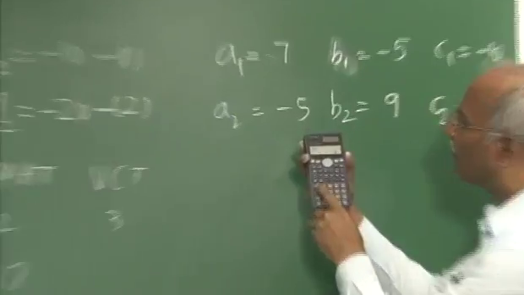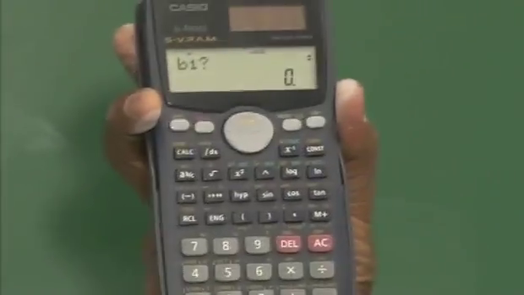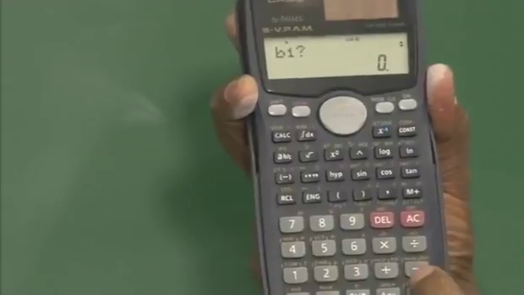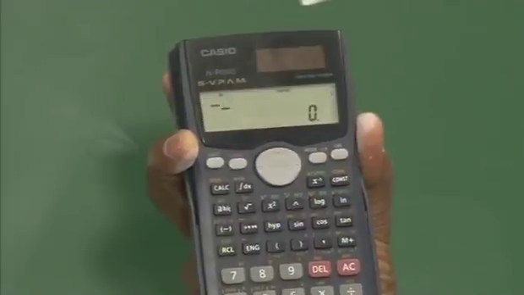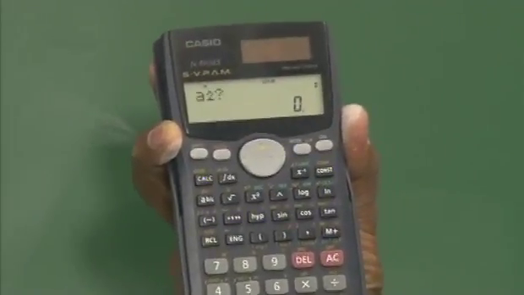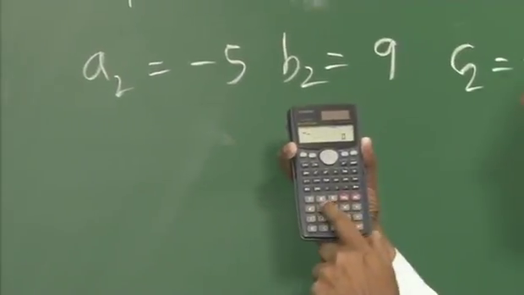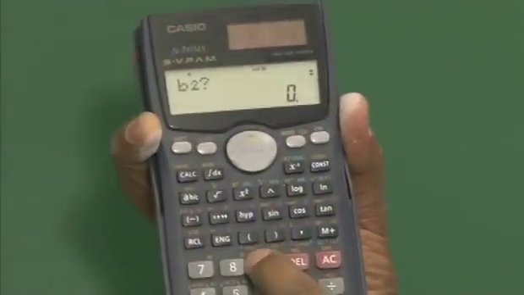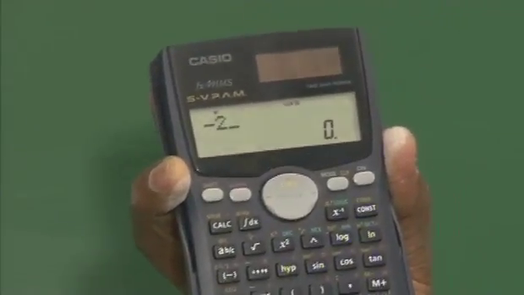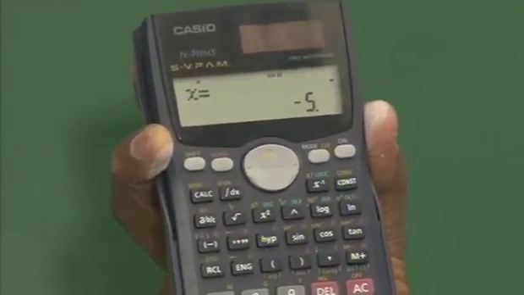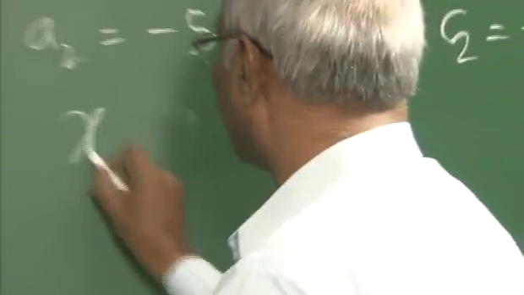So in that respect, here you can see I press 7, then equal to, it displays B1, B1 being minus 5, equal to, then C1 is minus 10, equal to, it asks for A2, A2 is nothing but minus 5, equal to, it calls for B2, B2 is 9, equal to, and then C2 is minus 20, that is this, equal to, will display the value of X is equal to minus 5.